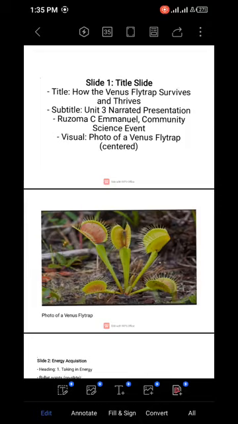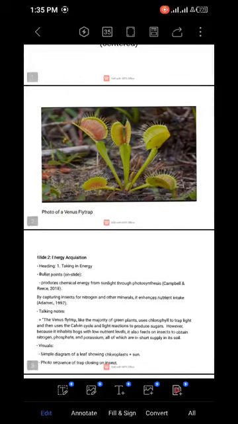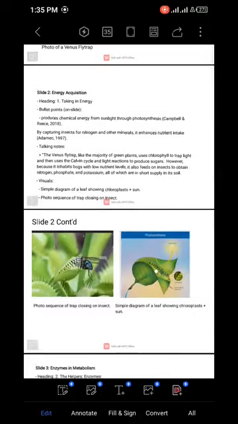You can see slide one has a continuation on page 2, which has the photo of the Venus flytrap, and slide 2, energy acquisition. I'll be discussing with the talking notes. The Venus flytrap, like the majority of green plants, uses chlorophyll to trap light and then uses the Calvin cycle and light reaction to produce sugars. However, because it inhabits bogs with low nutrient levels, it also feeds on insects to obtain nitrogen, phosphate, and potassium, all of which are in short supply in its soil.